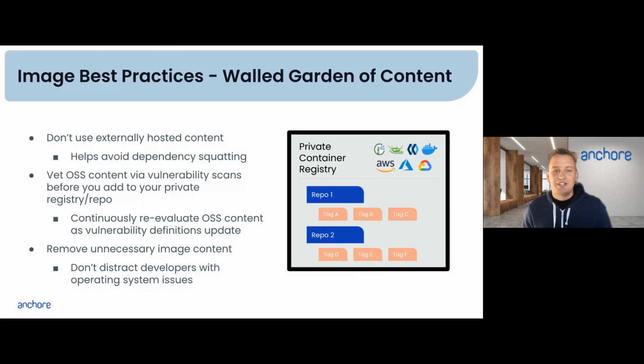Vet OSS content. If you're sourcing OSS content, perform vulnerability scans on that. If you're pulling other images, there are certain tags of images that you're pulling off Docker Hub or any public place. It's important to scan that for vulnerabilities, scan it for malware, scan it for secrets, right? Going back to the software supply chain, you want to make sure you're vetting and validating the security of what you're pulling in to provide to your organization and development team. Removing unnecessary image content, that's another thing.